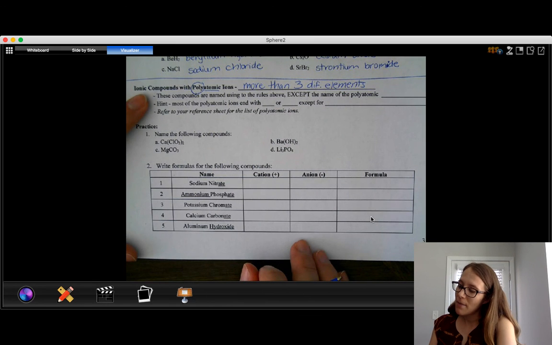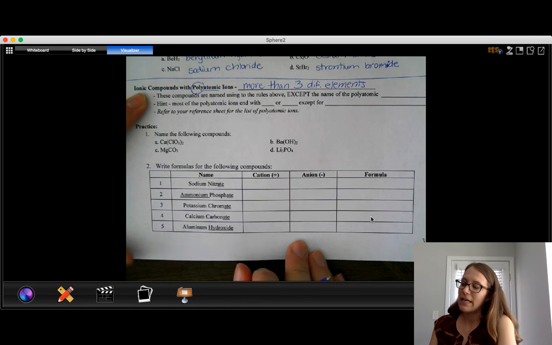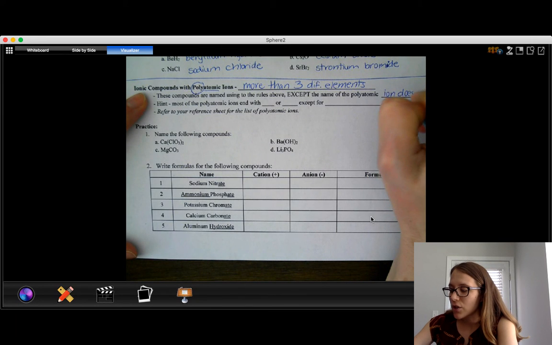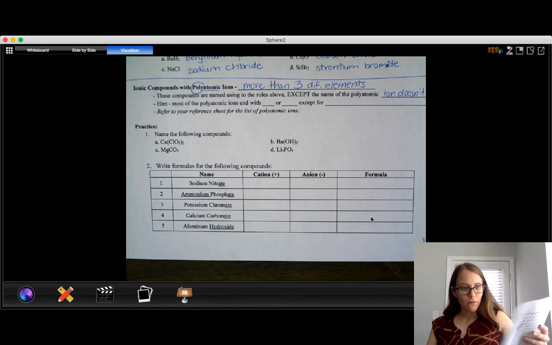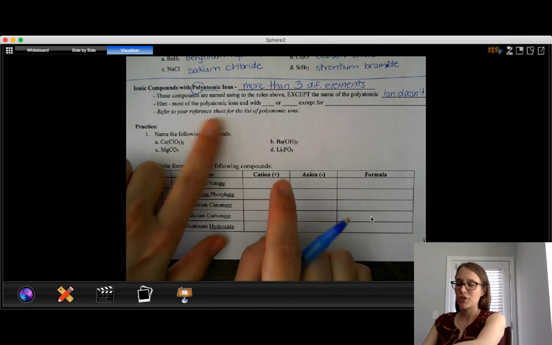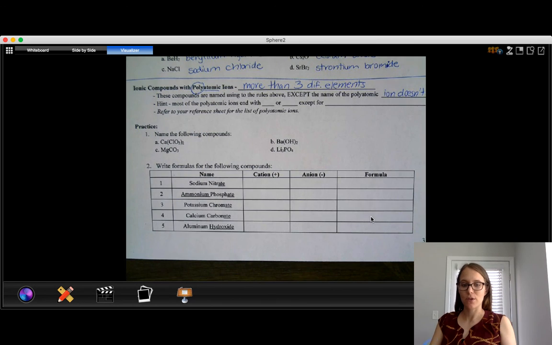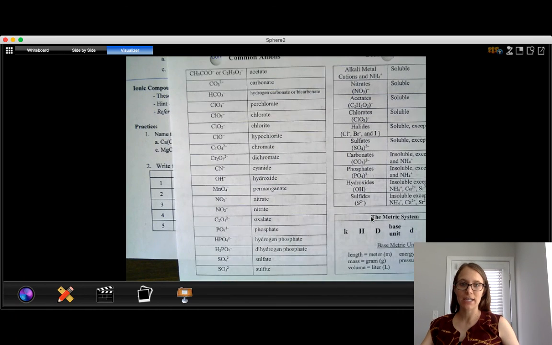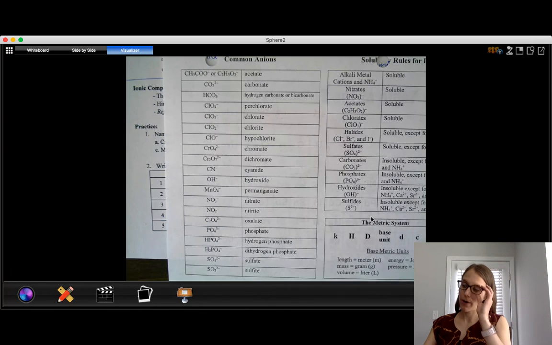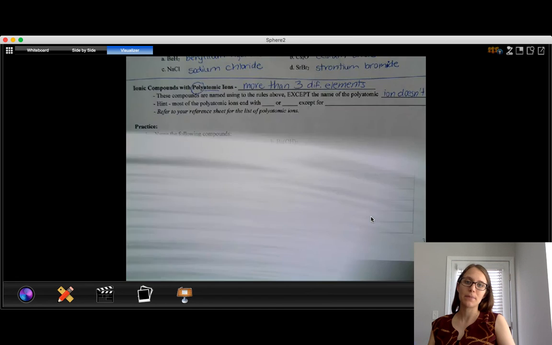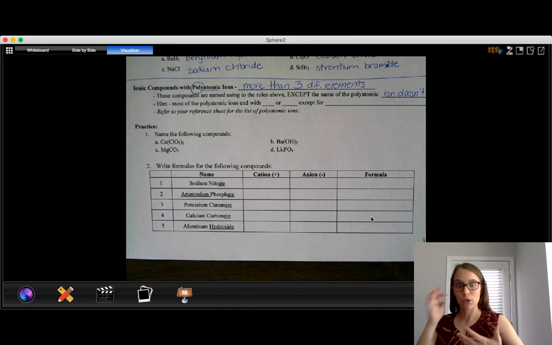These compounds are named using the same rules above, except the name of the polyatomic ion doesn't change. So there's a note on here. Your reference sheet has the list of polyatomic ions. They're on the back of the periodic table that I had printed. Those different polyatomics are listed on here with their names. So these aren't ones you're going to have to memorize. You just have to look them up.